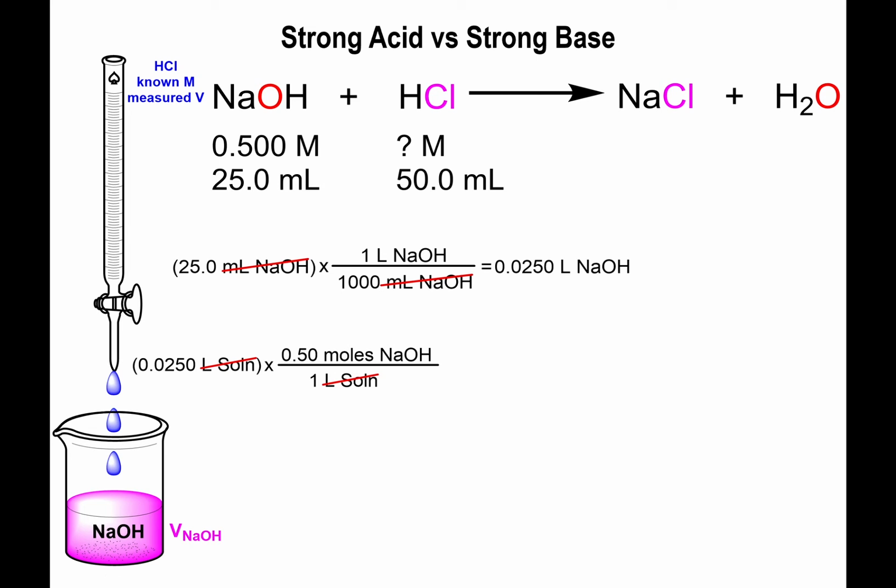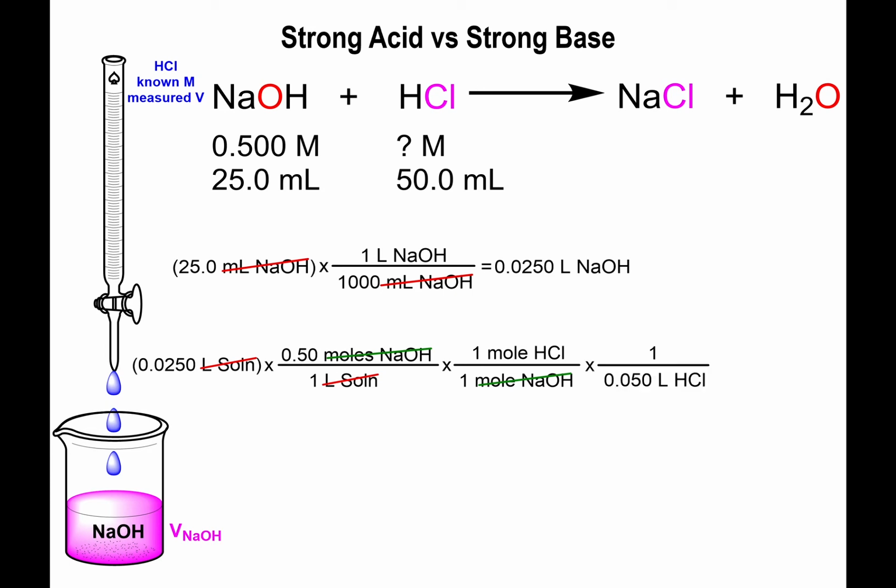Okay, so multiplying volume by molarity gives us the moles of sodium hydroxide. Now here's where you use the balanced equation, because you know that for every 1 mole of sodium hydroxide you have, you use 1 mole of HCl. So that becomes your conversion factor. 1 mole of sodium hydroxide goes on the bottom, 1 mole of HCl goes on top. You cancel the moles of hydroxide, you now have moles of HCl.